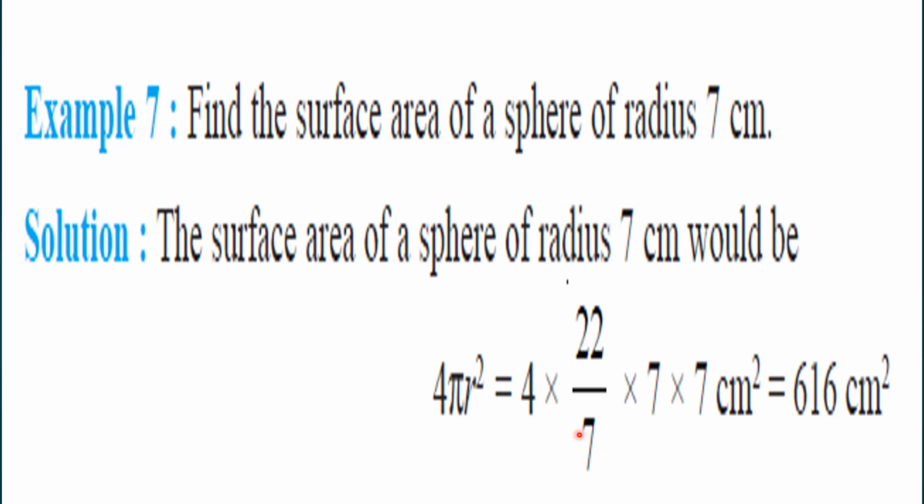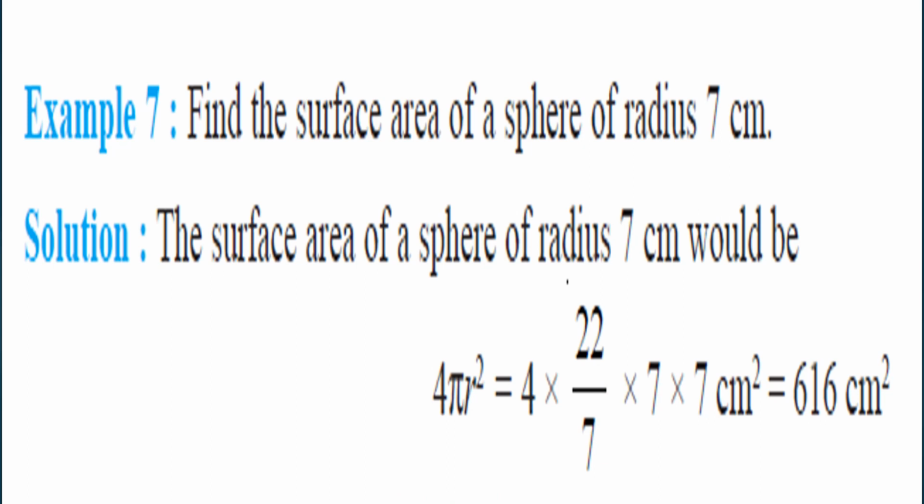22 by 7. This is not the exact value of pi. Please remember this point, my children. Pi value is not exact. 22 by 7 is an approximate value only. 22 by 7 is an approximate value of pi. Don't forget this point. Into r square is equal to 7 into 7, as the r value is 7.